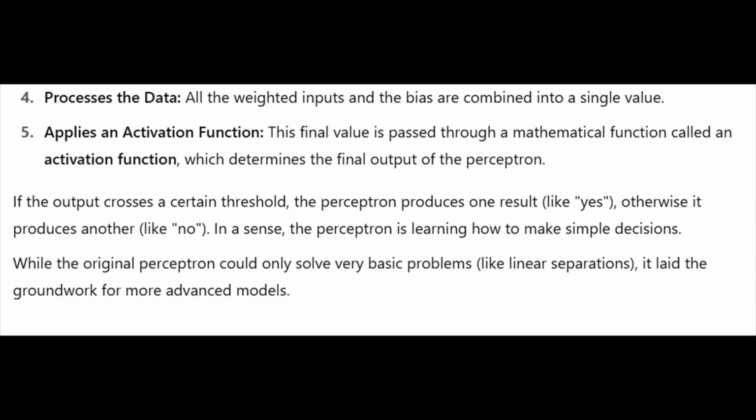Processes the data: all the weighted inputs and the bias are combined into a single value. Applies an activation function: this final value is passed through a mathematical function called an activation function, which determines the final output of the perceptron. If the output crosses a certain threshold, the perceptron produces one result, like yes, otherwise it produces another, like no. In a sense, the perceptron is learning how to make simple decisions. While the original perceptron could only solve very basic problems like linear separations, it laid the groundwork for more advanced models.